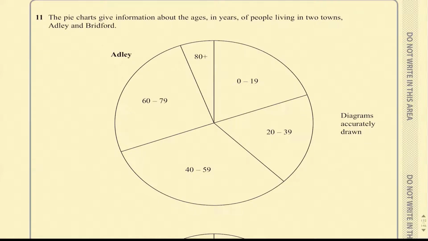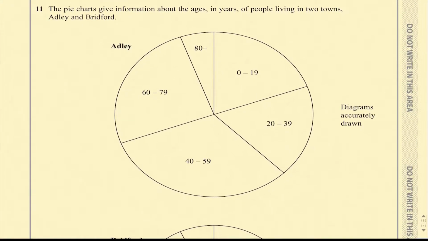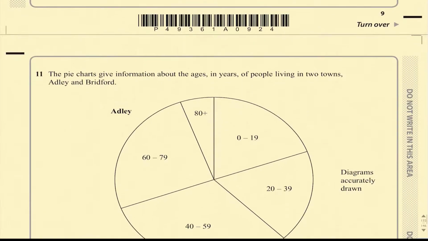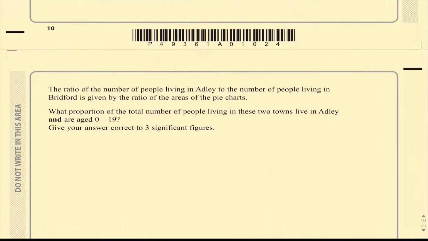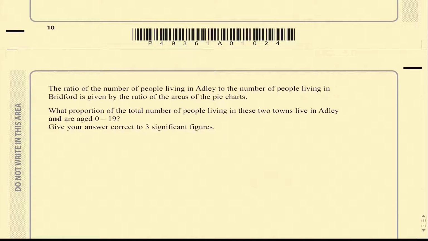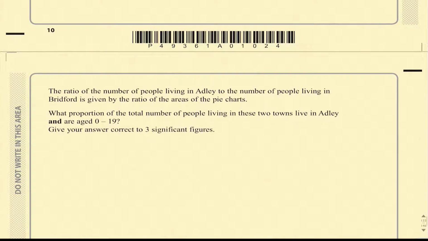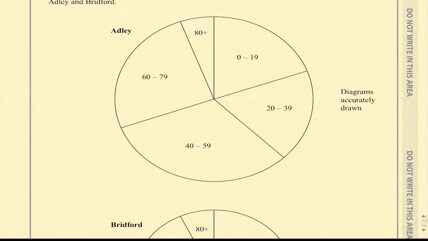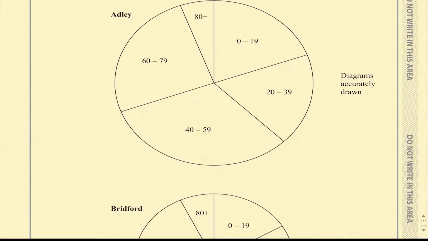Question 11. We've been given these pie charts, one for Adley and one for Bradford. And the part of the pie chart we're looking at is the range of 0 to 19. The question says the ratio of the number of people living in Adley to the number of people living in Bradford is given by the ratio of the area of the pie charts. What proportion of the total number of people living in these two towns live in Adley and are aged between 0 and 19? In this case, we need a protractor to measure those angles, especially for Adley and also for Bradford in this 0 to 19 portion.